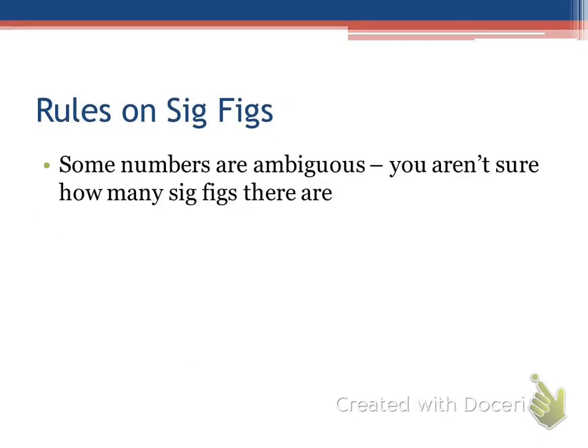Some numbers are considered ambiguous. We don't know how many significant figures there are, which means we don't know if the measurement is exact or not. That's what we're looking at here. So here's what makes a number ambiguous. See these zeros on the end? No decimal place, no scientific notation. These are what I call trailing zeros.